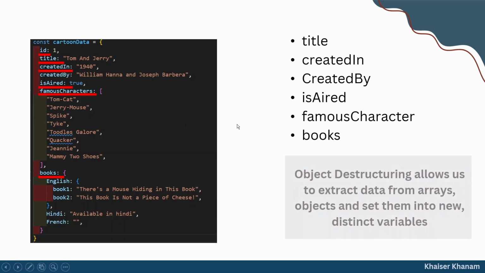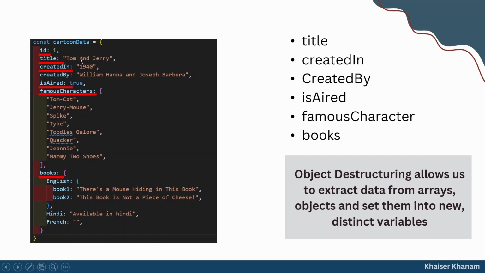So in JavaScript, object destructuring is nothing but it will allow us to extract the data from arrays and objects. Arrays we are going to see in the next session. So object destructuring will allow us to extract the data and set them into a new variable. So what we have done, from a group of people, we have defined them separately, and whatever properties or behavior they have, separately we will be assigning them.